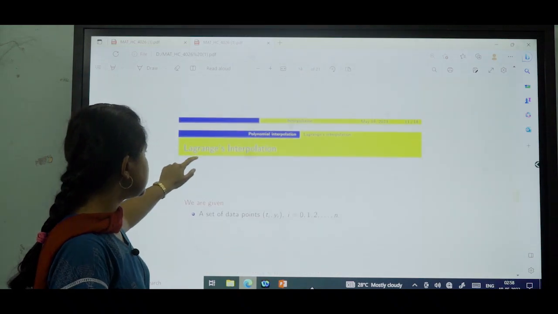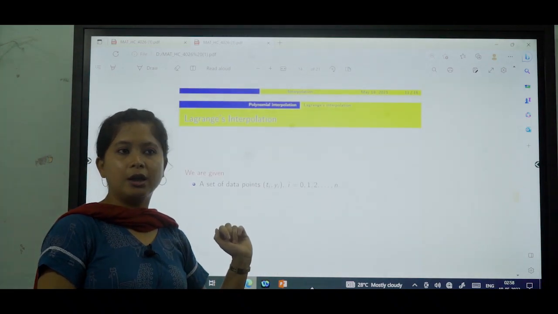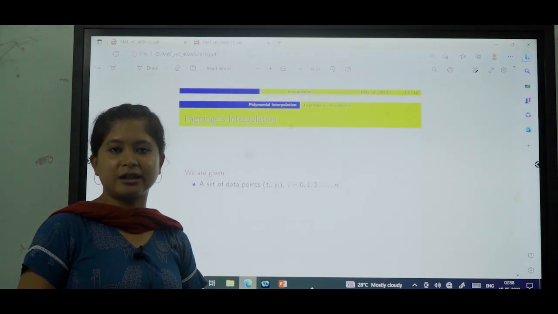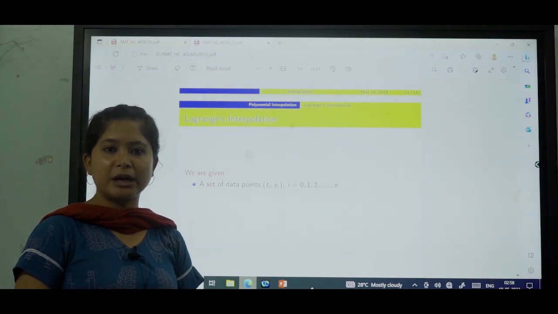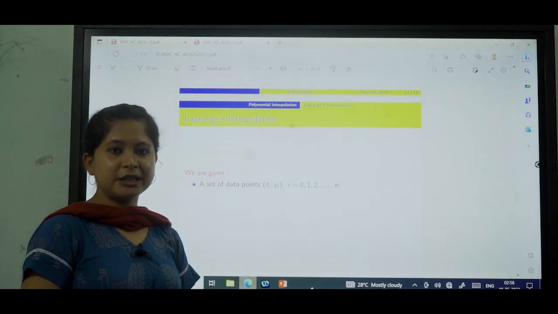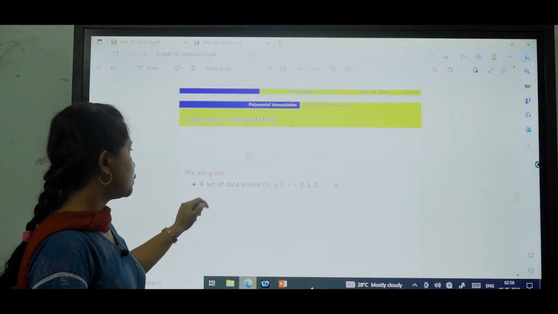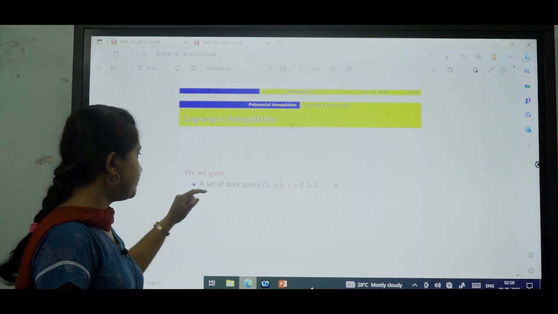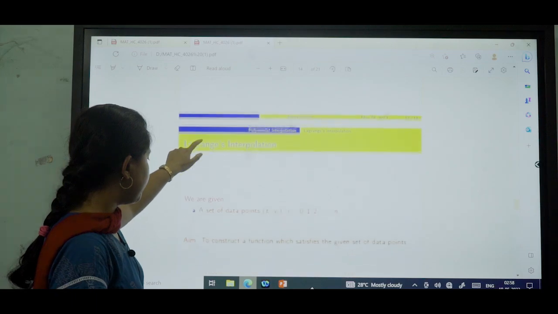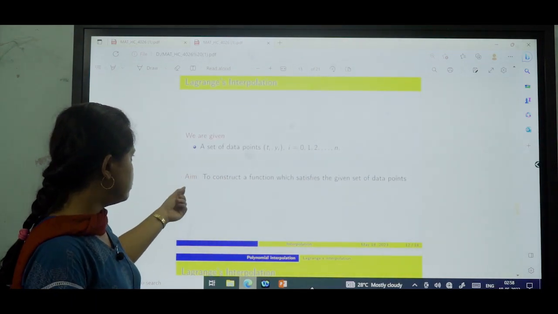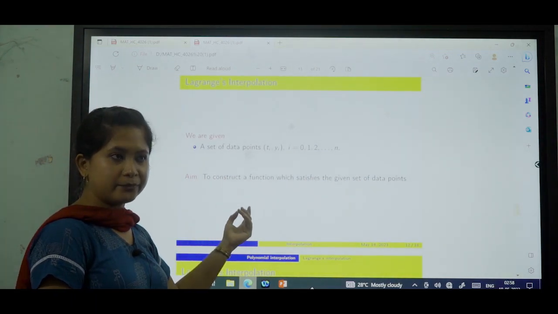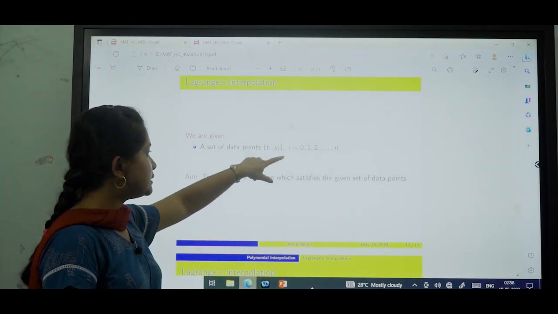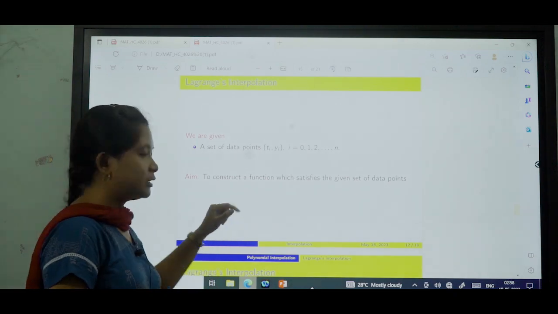Now, what is Lagrange interpolation? Before giving you the formula for Lagrange interpolation, what is our basic requirement? We require discrete data points. So we are given a set of data points. Suppose these are the set of data points we are given. Now I am giving you directly the formula. What is our aim? Our aim is to construct a function which satisfies these data points, isn't it?